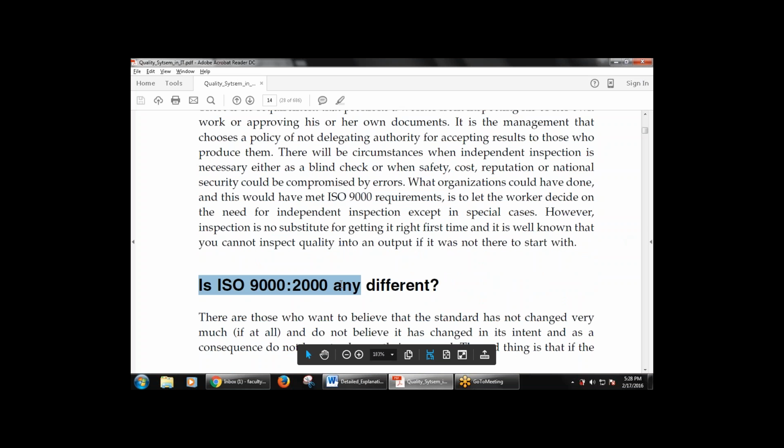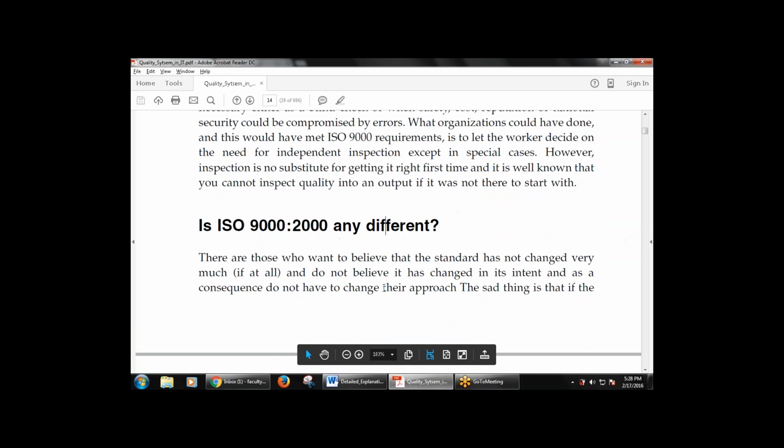Now, is ISO 9000:2000 any different? That means, is there any difference in ISO 9000:2000? There are those who want to believe that the standard has not changed very much and do not believe it has changed in its intent, and as a consequence they do not have to change their approach. That means everything is the same, and only some standards and policies have changed in ISO 9000:2000.